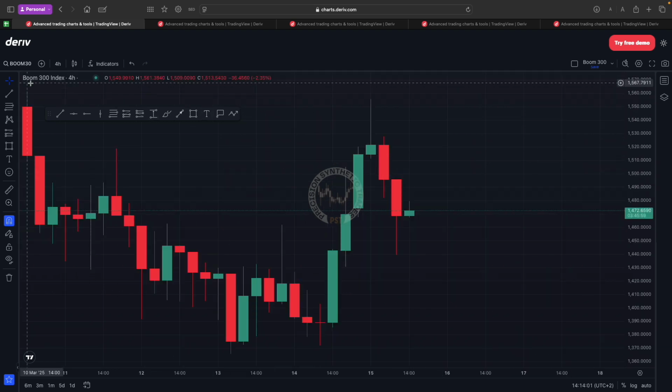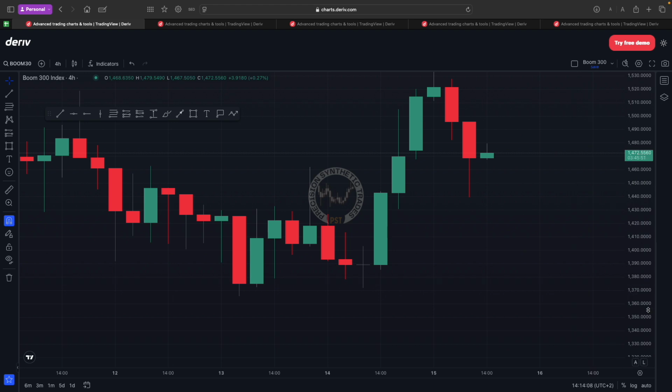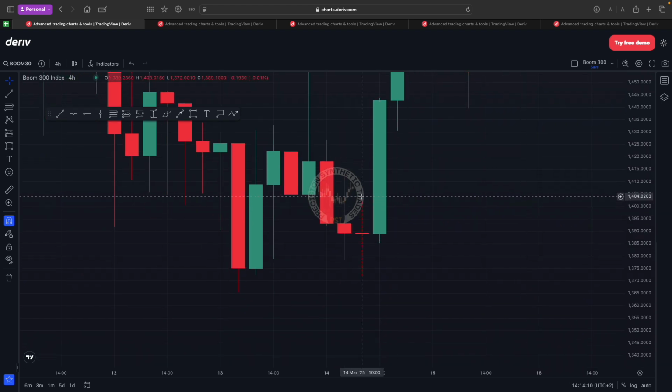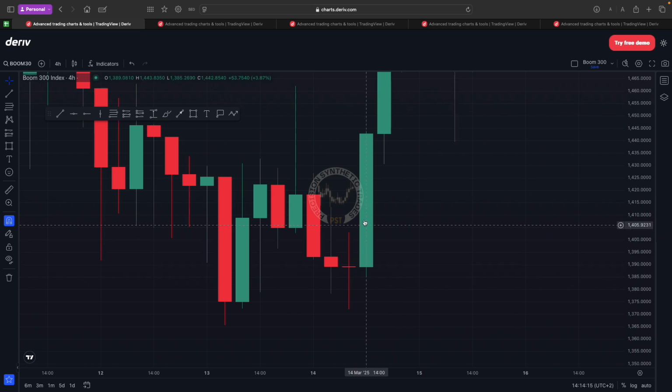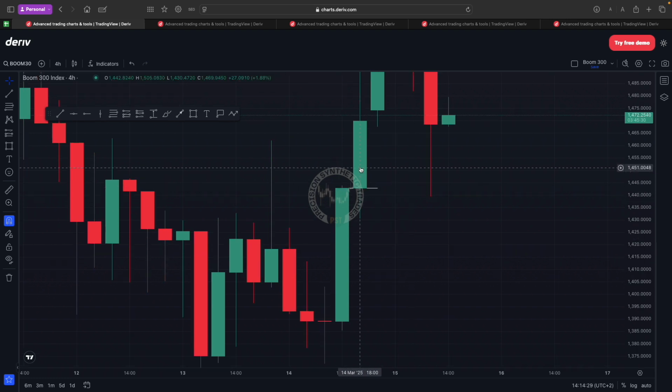Alright, so we are on Boom 300 here on the 4-hour time frame. As you can see here, there's an example of what I showed in the beginning. We have a red candle right over here. Then the next candle is a green candle. It closed above this red candle. So this was the closing price for this green candle. What we want to do now is see the candle first come down and then push upwards.